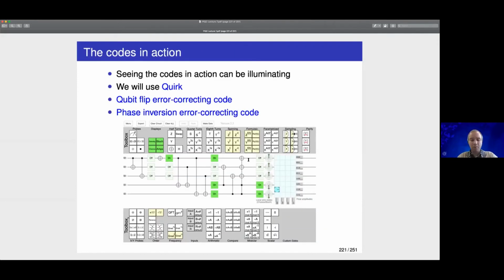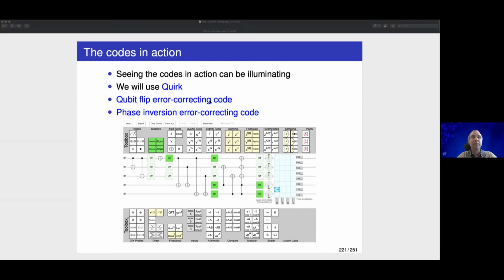Okay, so I think that the best way of seeing what is happening here is to have a circuit implementing these quantum error correcting codes, to cause an error in some of the qubits and see what the syndrome is and how we can correct that in that situation. So I'm going to use Quirk in this case because it's very visual. Of course, you can also implement this in Qiskit, but I think it's more useful to see it this way.